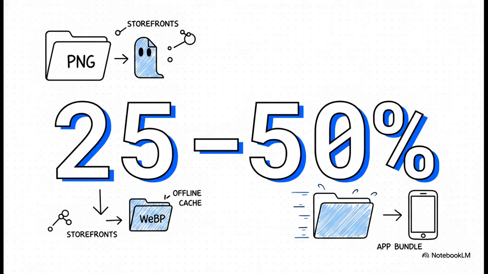So the big takeaway here is the math. We're talking 25 to 50%. Converting your transparent graphics to WebP slashes their file weight by a massive 25 to 50%. Just imagine what that does for your e-commerce storefronts, your offline caches, or your app bundles. You get an instant speed boost, and you don't lose any of that visual sharpness or transparency.